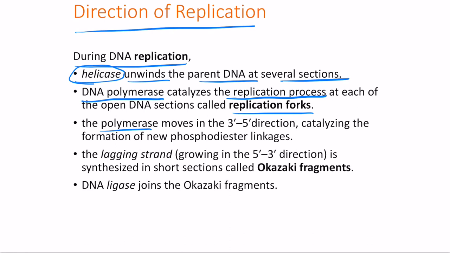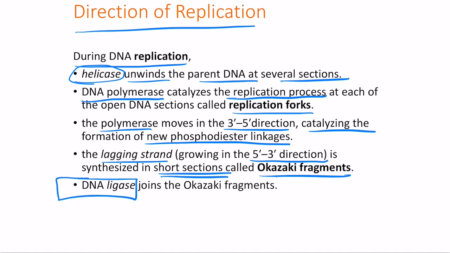Now the polymerase here moves in the 3 prime to 5 prime direction, catalyzing the formation of new phosphoester bonds. You will get two types of strands. One is the leading strand, the other is the lagging strand. The leading strand is a direct process where it attaches itself, but one ends up becoming a lagging strand because it grows in the reverse direction. These types of sections are generally synthesized in short sections. We call them Okazaki fragments. For those Okazaki fragments, we use another enzyme called DNA ligase to join them to create the final structure of the DNA.